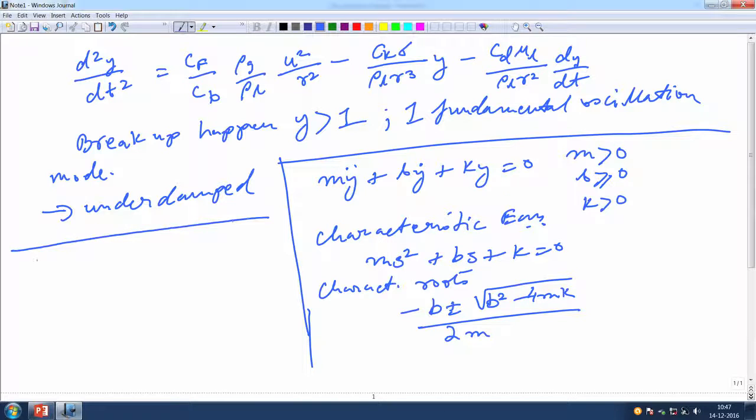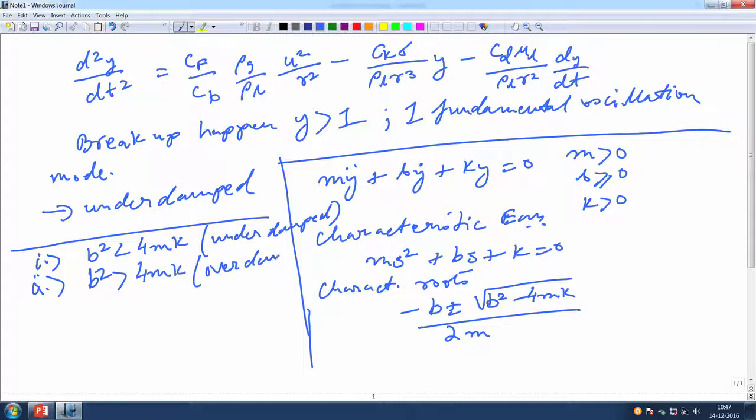Now, there are three possible cases. One is when b square is less than 4 m k, this is called underdamped, which is what we are dealing with here. Remember your Weber number versus Ohnesorge number plot, we showed that most of the systems are usually underdamped. Two is when b square is greater than 4 m k, that is overdamped, and three is when b square is equal to 4 m k, which is critically damped. Right. These are the three outcomes that are possible.